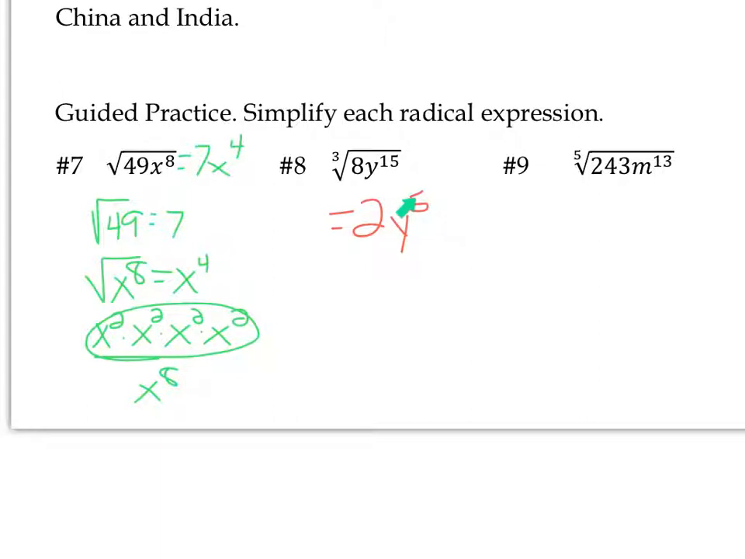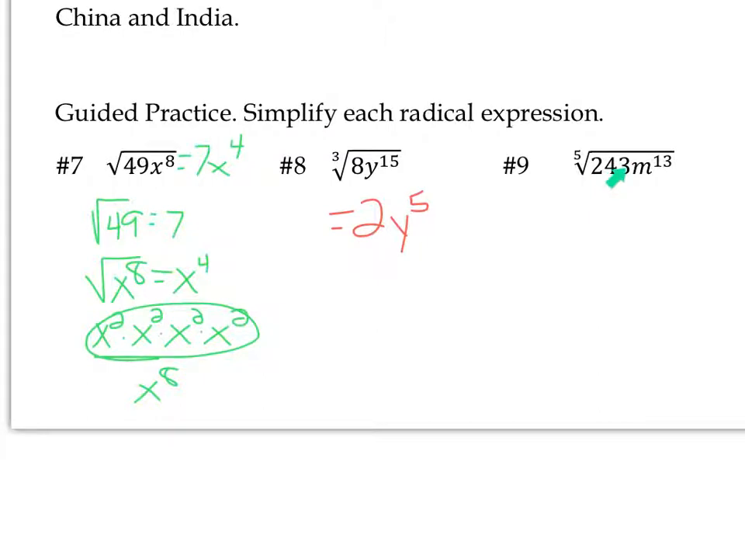Okay. In number 9, we're going to see something a little different when we deal with the variable. First part, let's do the 243. So this is a 5th root. A 5th root of 243. We need something times itself 5 times. And you might need some guess and check to go on here. You might go, well, what could it be?